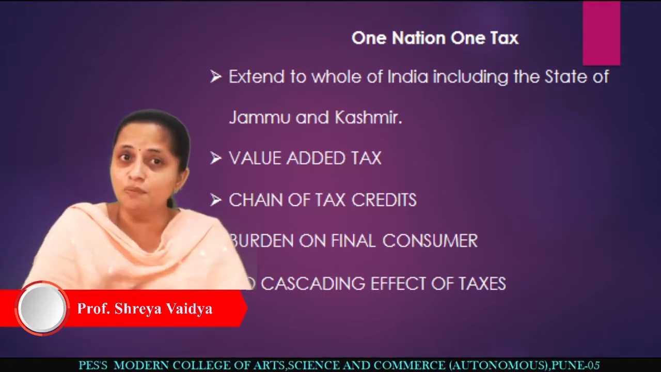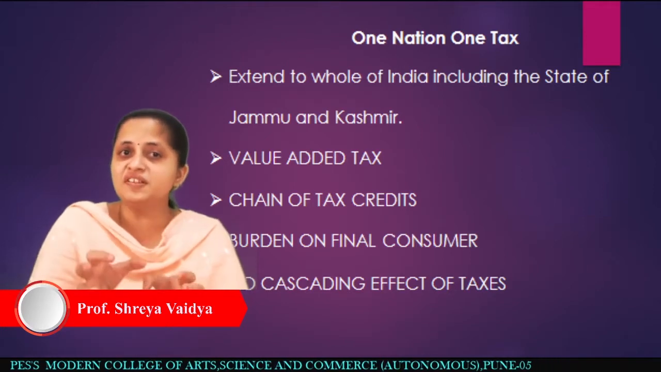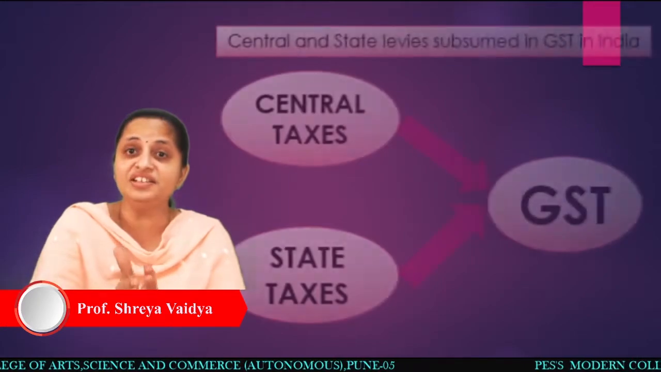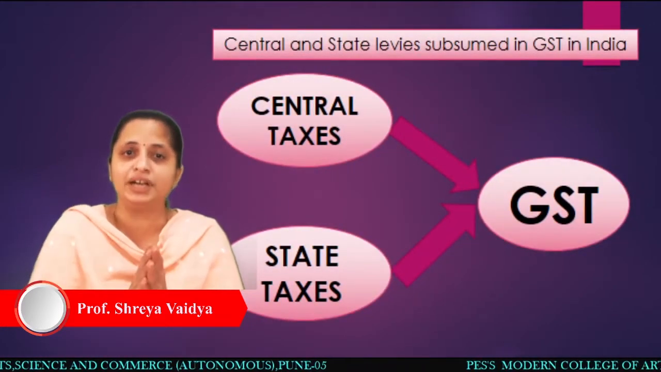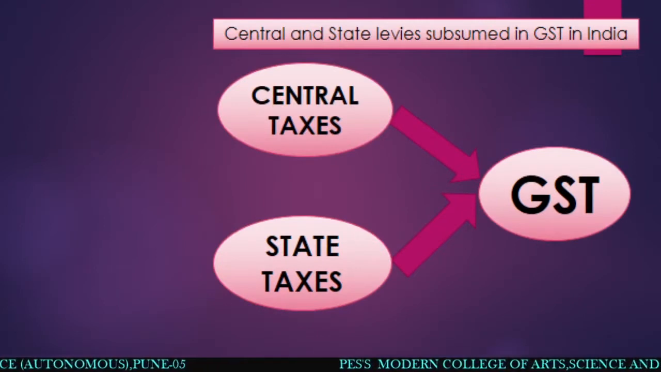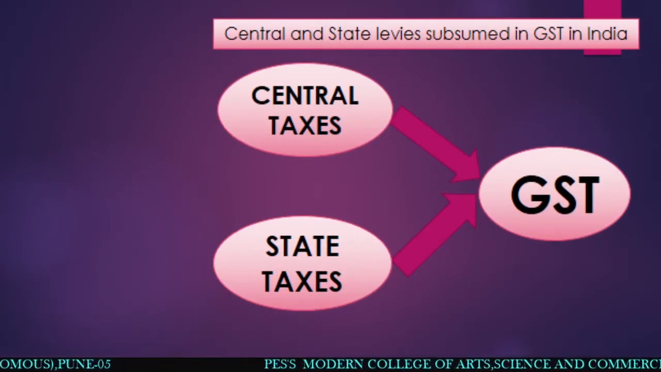So GST removed that. Now GST will subsume all these indirect taxes and thus facilitates a seamless flow of credit, resolving the problem of double taxation, or you can say the cascading effect of taxes.